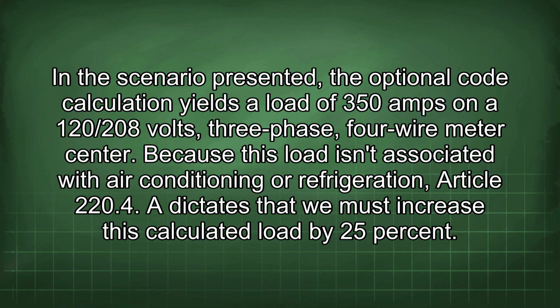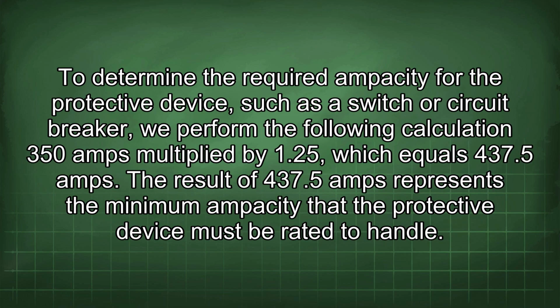Because this load isn't associated with air conditioning or refrigeration, Article 220.4 dictates that we must increase this calculated load by 25%. To determine the required ampacity for the protective device, such as a switch or circuit breaker, we perform the following calculation: 350 amps multiplied by 1.25, which equals 437.5 amps. The result of 437.5 amps represents the minimum ampacity that the protective device must be rated to handle.